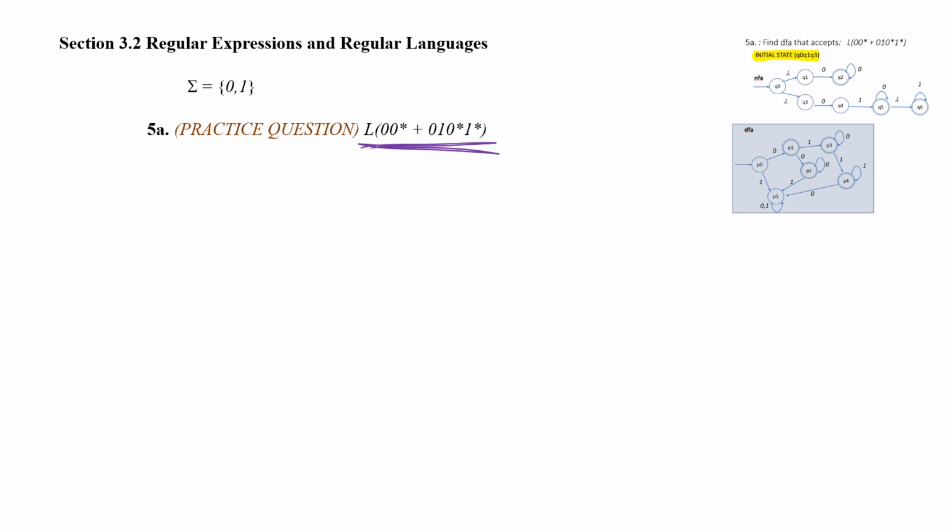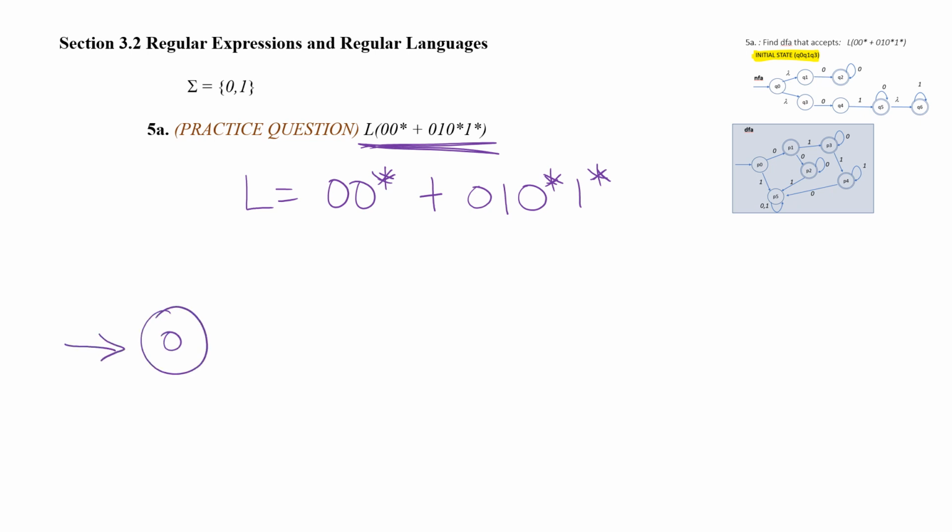So first, let's make sure we understand this language. This language is a 0 followed by any number of zeros, or a 0 followed by a 1, followed by any number of zeros, followed by any number of 1s. So to draw my NFA, I'm going to use the same process. I'm going to make lambda transitions to the 2 different possibilities.